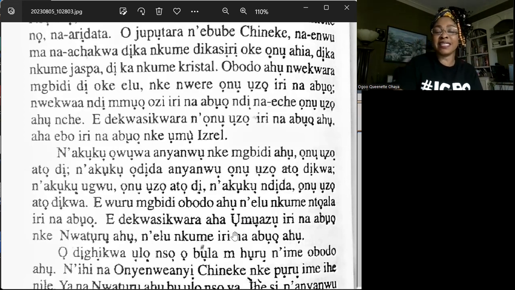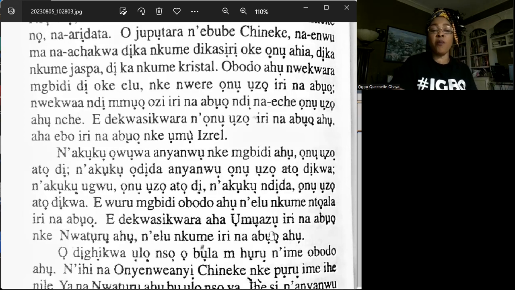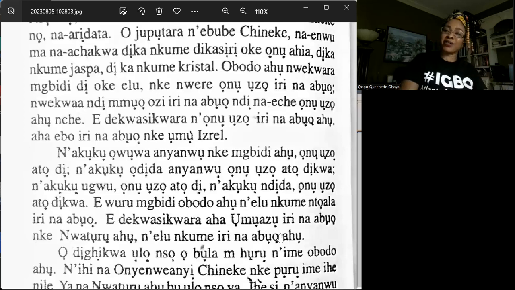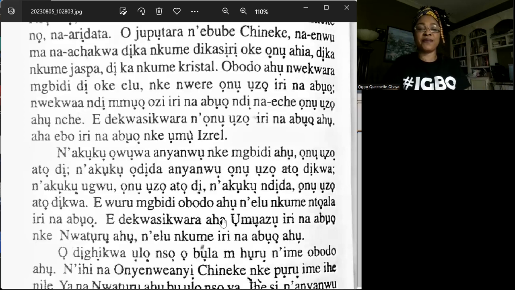So everybody, that's what I told you. You see the same word, but different meaning, different pronunciations. So umuazo, like Onyekachi said it before, the fishes, like little fishes, okay? Different fishes in the river. But umuazo are disciples of Christ.